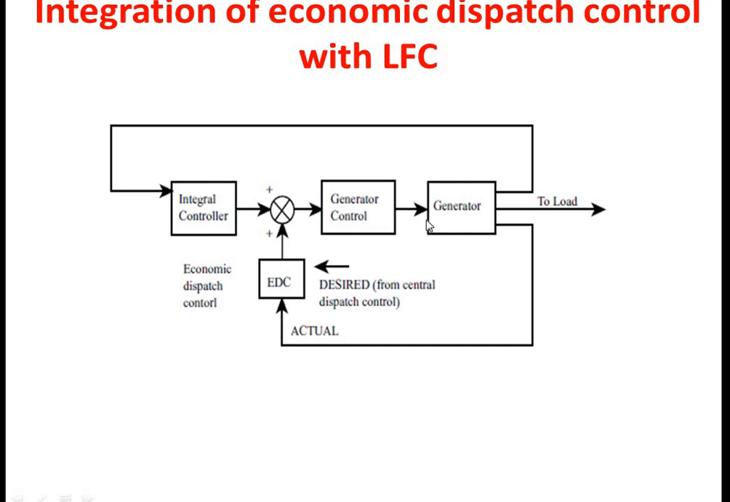So along with this primary and secondary control loops, we are having another loop that is called the tertiary control loop. It's nothing but the economic dispatch control loop. So the purpose of having economic dispatch control is that it is going to reduce the economic dispatch error. So we can equate this economic dispatch error as the difference between the desired and the actual power generation.